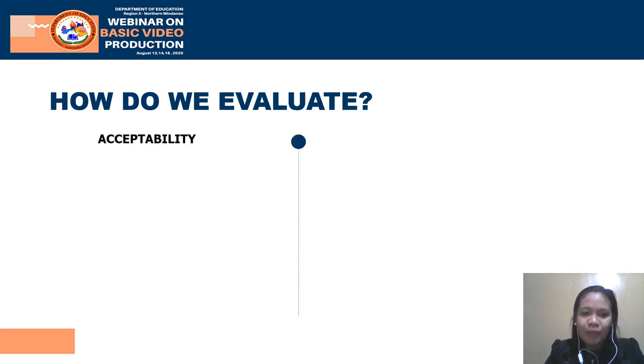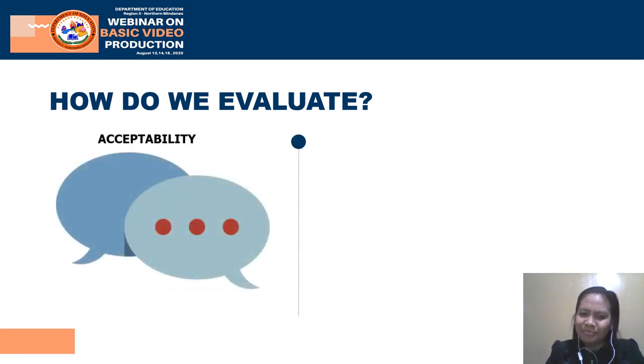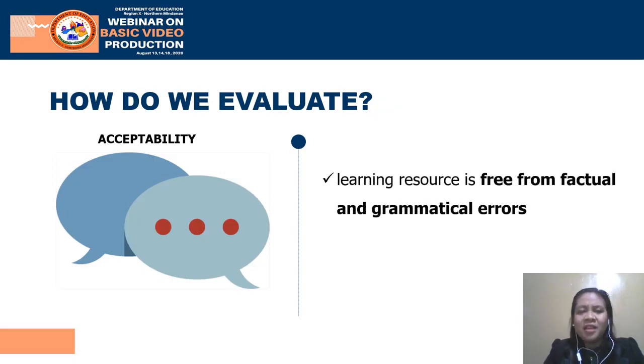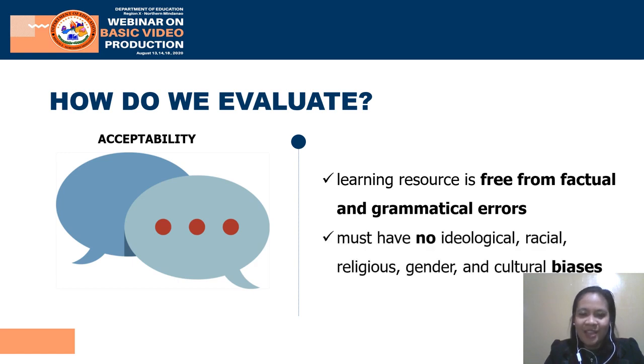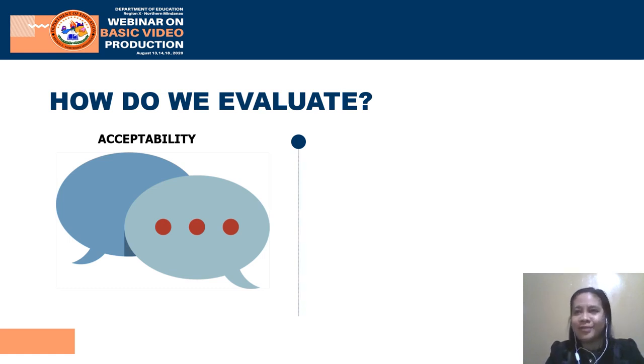The third is acceptability. What is this? This means that the learning resource, or our video instruction, is free from factual and grammatical errors. And it must have no ideological, racial, religious, gender, and cultural biases. So it should be fair. It should be balanced. So how are we going to evaluate that?